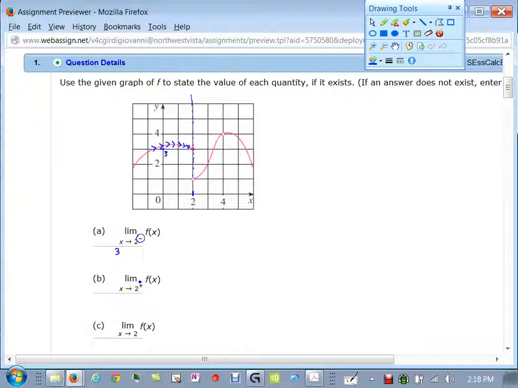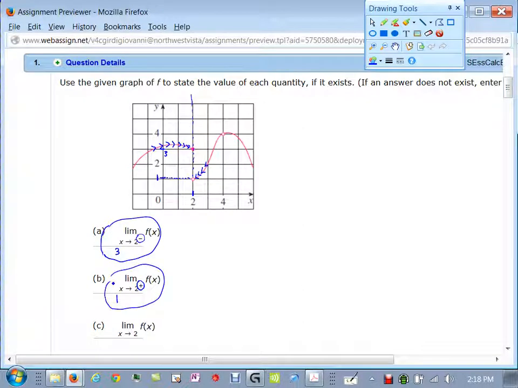Now the difference in part B is that we want to come in on the function on the right-hand side, which means we want to approach that dotted line, but we want to come in from this side and talk about what the y value is. Well, my y value here is getting closer and closer to this, which is 1. So from the left it's 3, and from the right it's approaching 1.